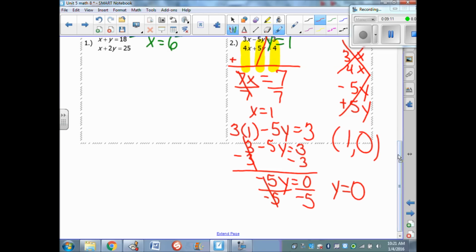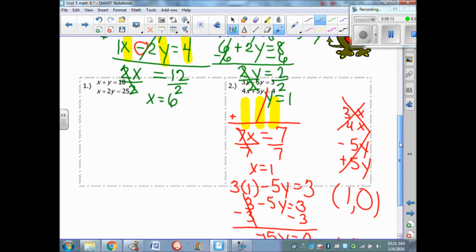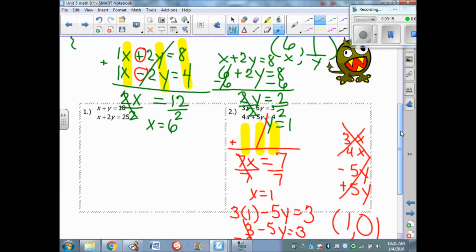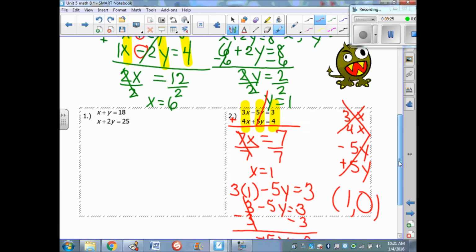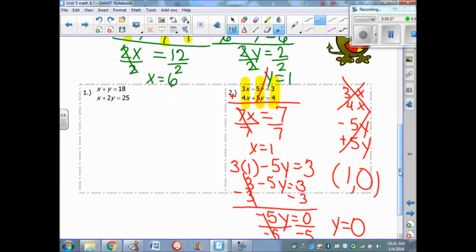Right? Next one. Last one. All right. So when I look at this one, I check it out and I say, does everything line up? My x's line up, my y's line up, and my constants line up. Good. I've got x's over x's, y's over y's, constants over constants.